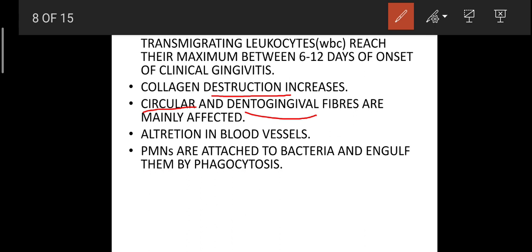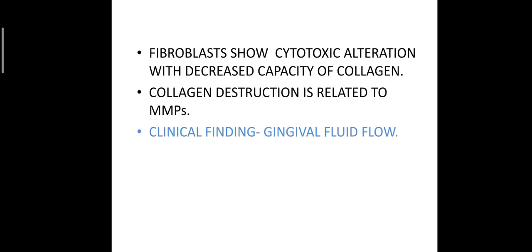Now there is also alteration in the blood vessels. Now PMNs are attached to bacteria and engulf them by phagocytosis. PMN is polymorphonuclear leukocytes. Okay, so PMNs are attached to the bacteria and engulf them by the process of phagocytosis. Phagocytosis is the process by which living cells called phagocytes ingest other cells. Okay, now coming to the next slide.